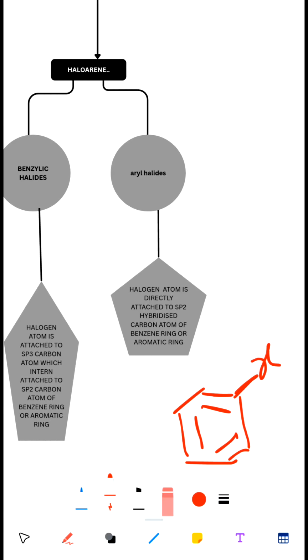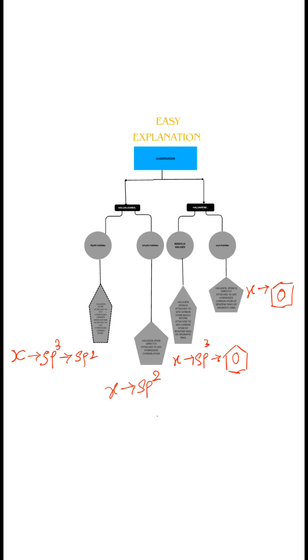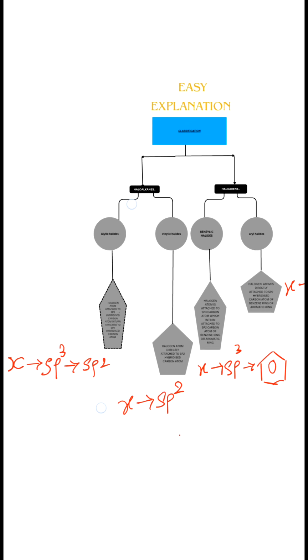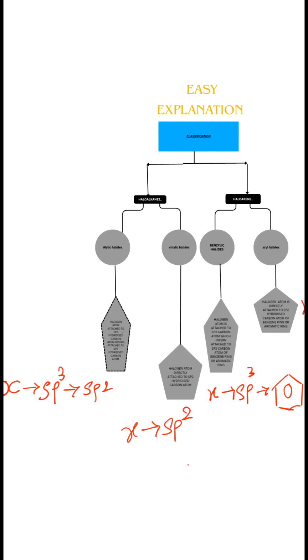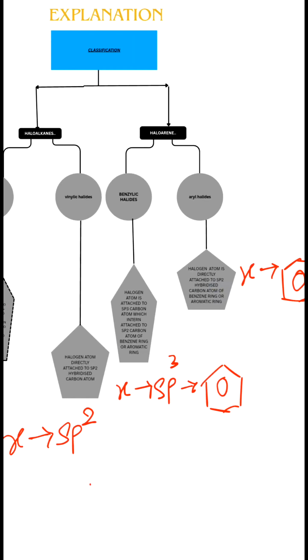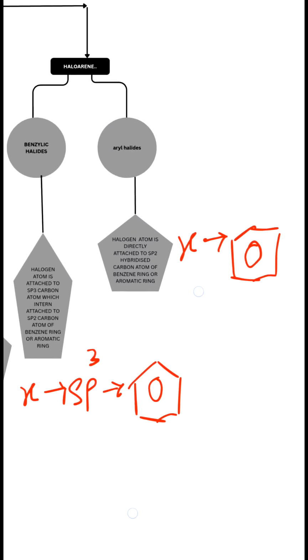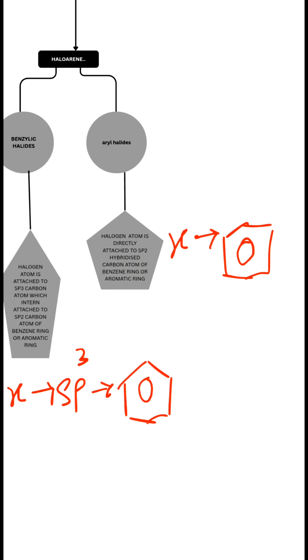I hope you understand. Now let us summarize everything. Allylic halides means your halogen atom is attached to an sp3 hybridized carbon atom, which in turn is attached to an sp2 hybridized carbon atom. In vinylic, your halogen atom is directly attached to an sp2 hybridized carbon atom. In benzylic, the halogen atom is attached to an sp3 hybridized carbon atom, which in turn is attached to the benzene ring. Aryl means your halogen atom is directly attached to the benzene ring.